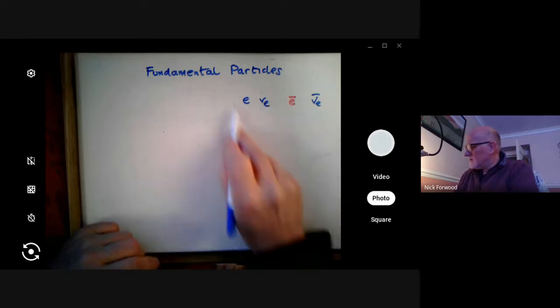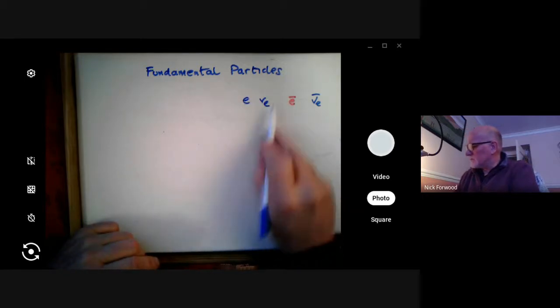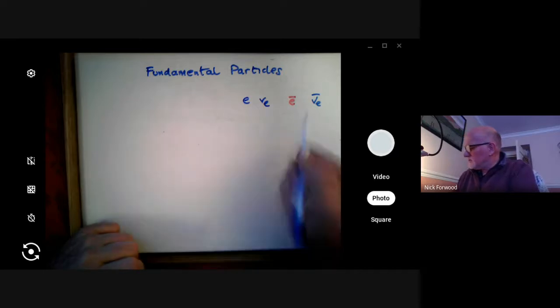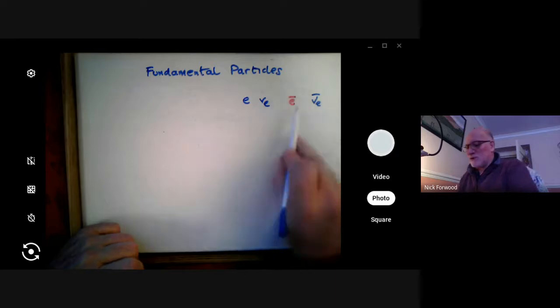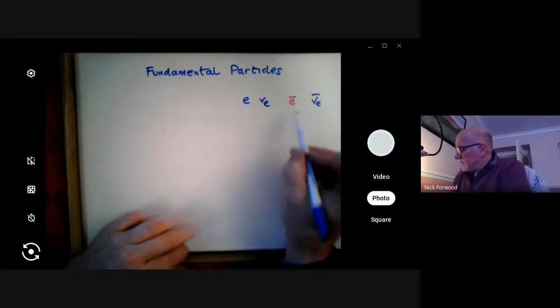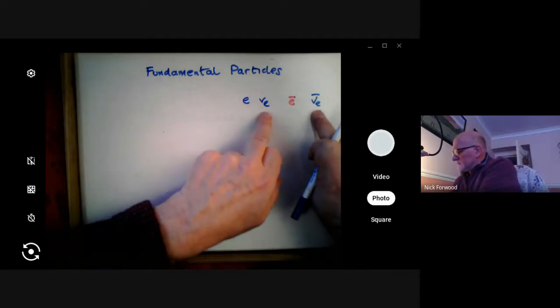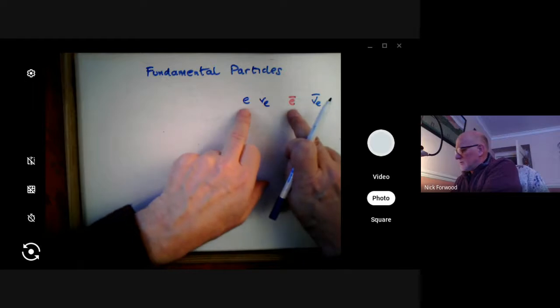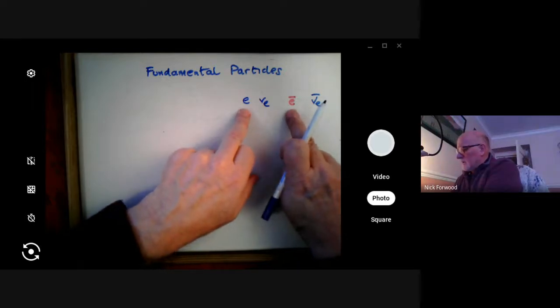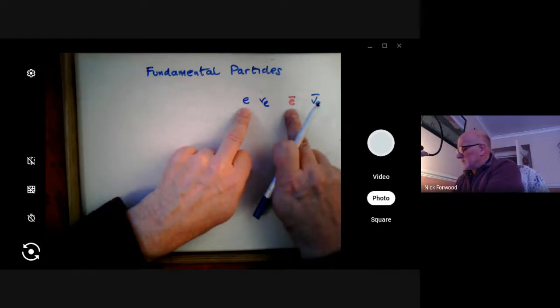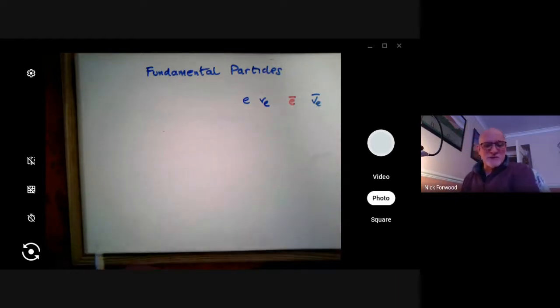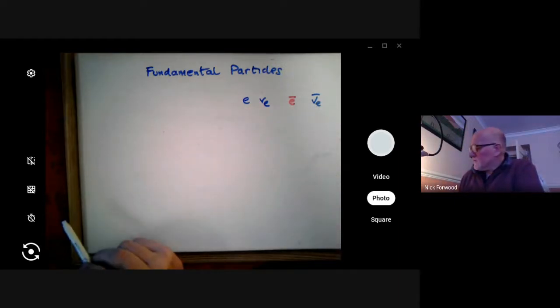So these two here are matter particles. These two here are antimatter particles. These are our two neutrinos, and these are our two different types of electron, a matter electron in blue and an antimatter electron, or positron, in red. Okay, so we've got four particles.